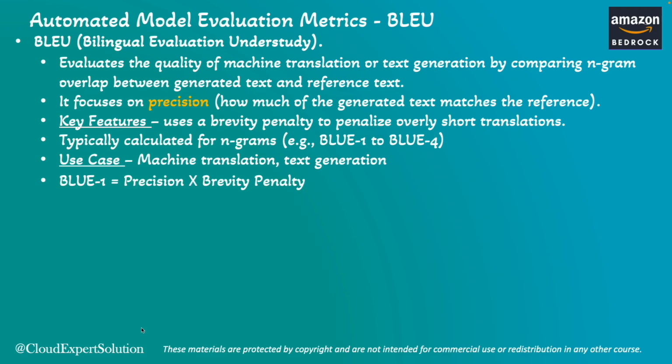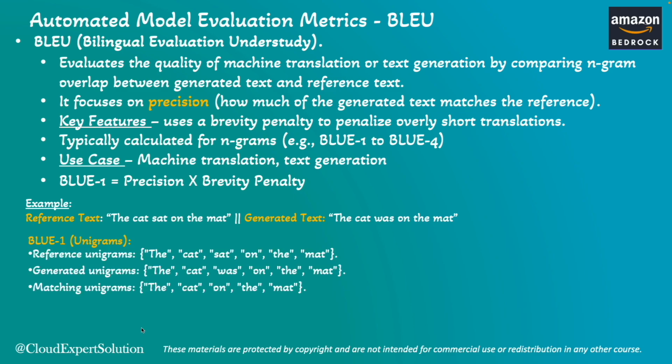Let's review one example. For BLEU1, the formula is a multiplication of precision and brevity penalty. Now let's use the same example where we have the reference text as "the cat sat on the mat," and the model, let's assume, generated the text as "the cat was on the mat." In terms of BLEU1, reference unigrams are all the words, and for generated unigrams, we can also break the entire sentence into words, and we have the matching unigrams as "the cat on the mat."